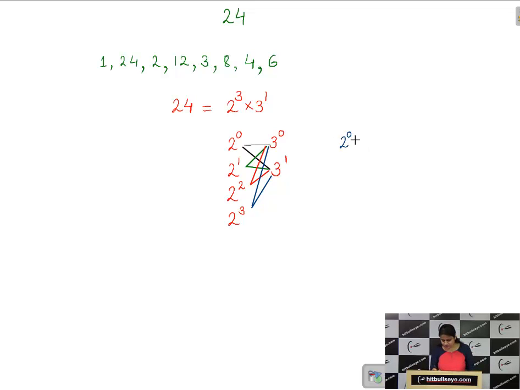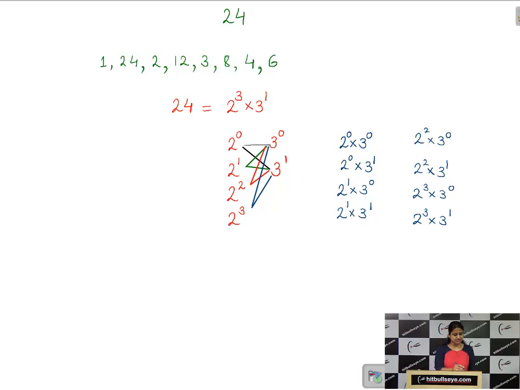It can be 2 raised to power 0 into 3 raised to power 0. It can be 2 raised to power 0 into 3 raised to power 1. 2 raised to power 1 into 3 raised to power 0. 2 raised to power 1 into 3 raised to power 1. 2 square into 3 raised to power 0. 2 square into 3 raised to power 1. 2 cube into 3 raised to power 0. And 2 cube into 3 raised to power 1. So these are factors of 24.